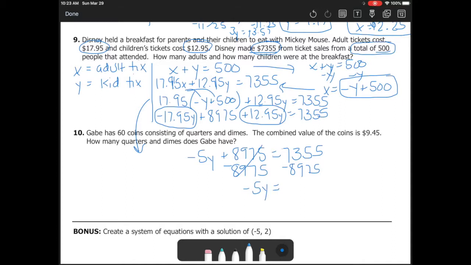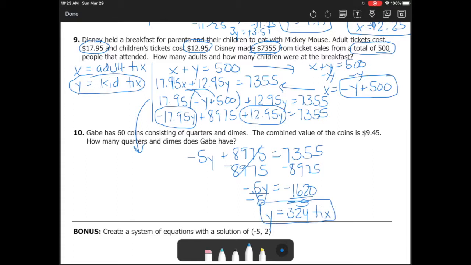$73.55 minus $89.75 gives me negative 1620. Divide by negative 5, which gives me 324. Okay. So remember what Y stands for. Y stands for kid tickets. So that was the number of children's tickets that were sold.